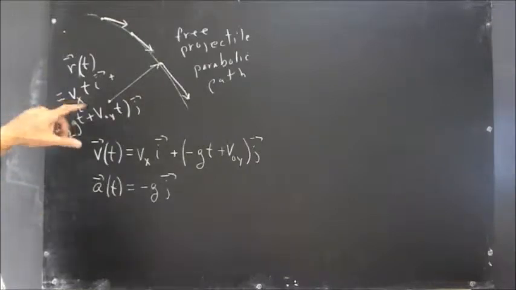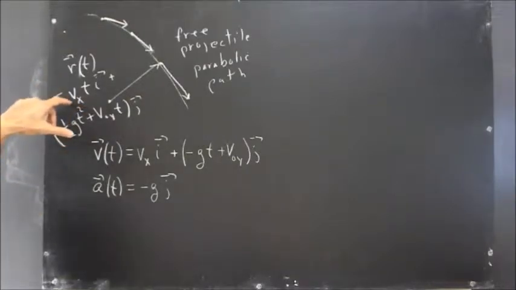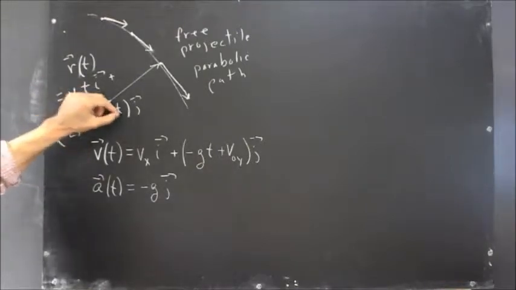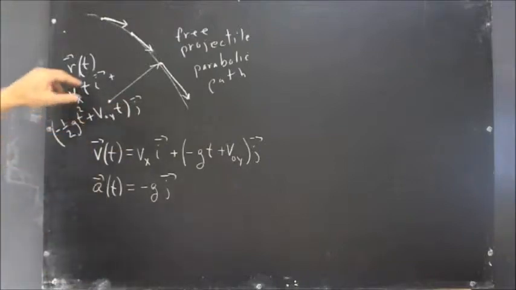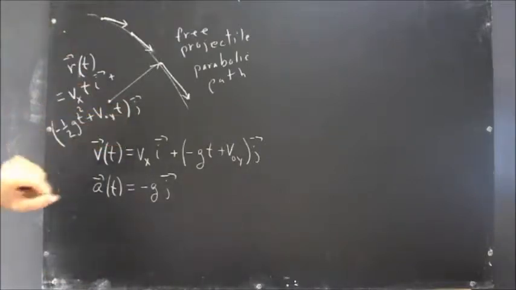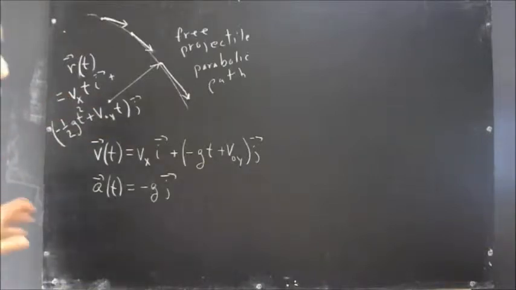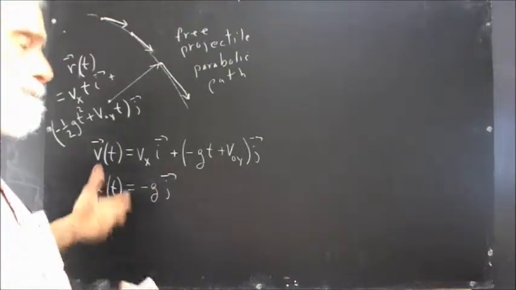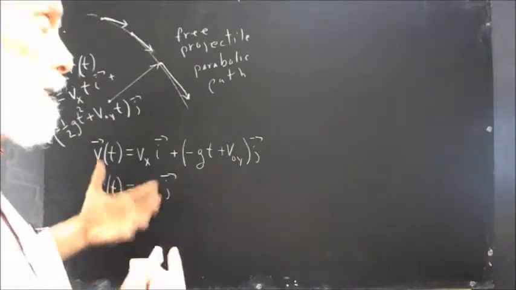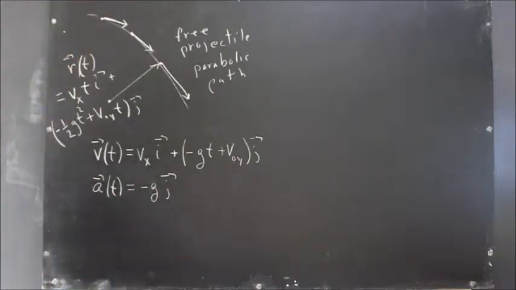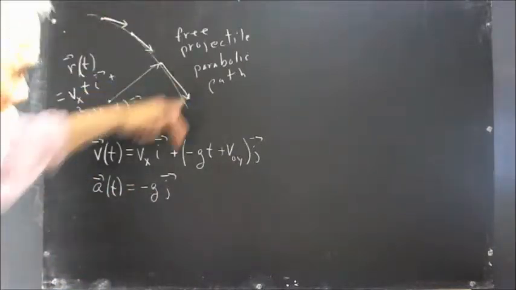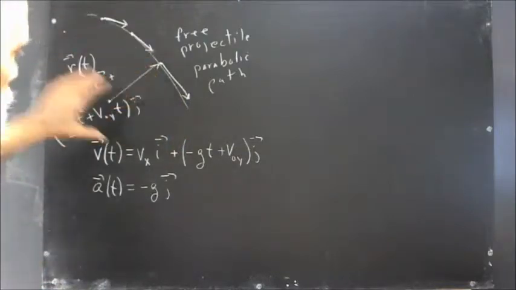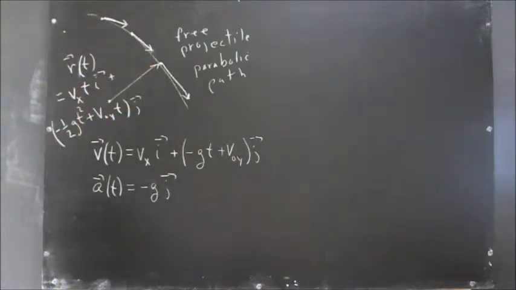our r of t function would be something like v_x t times i plus (-1/2 g t squared plus v naught y t) j. We would probably have some x naught and y naught within the two components, but I haven't bothered taking the board space to write them in. Those will arise if you simply set up the conditions of the problem and apply the initial conditions. So this is what we get. This is the kind of thing we could get by analyzing a free projectile.